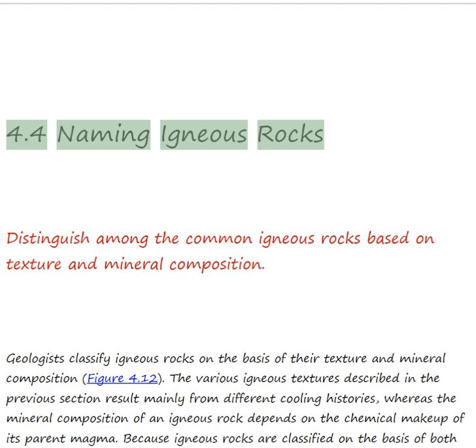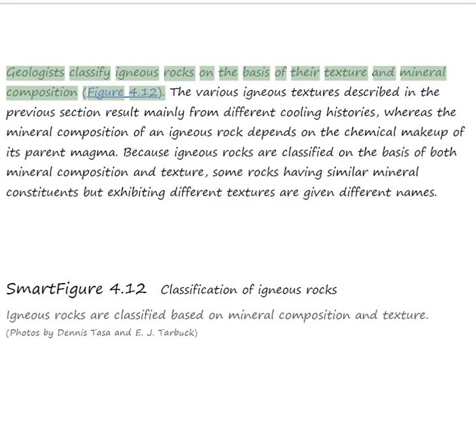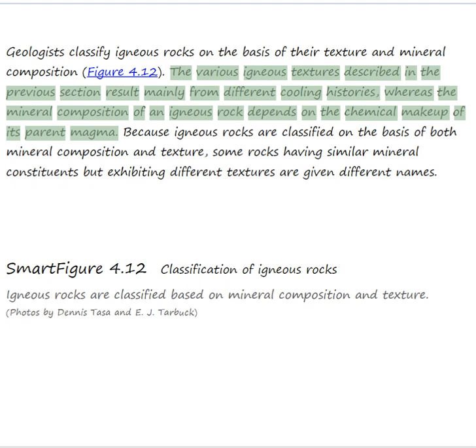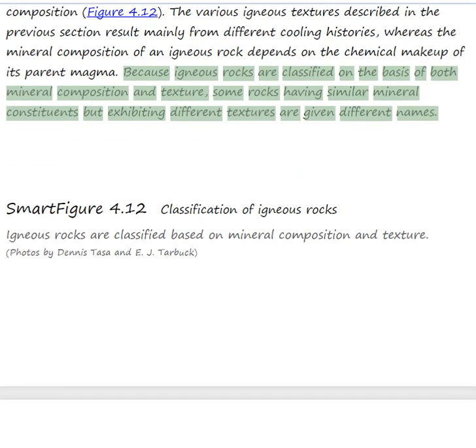4.4 Naming igneous rocks. Distinguish among the common igneous rocks based on texture and mineral composition. Geologists classify igneous rocks on the basis of their texture and mineral composition. The various igneous textures described in the previous section result mainly from different cooling histories, whereas the mineral composition of an igneous rock depends on the chemical makeup of its parent magma. Because igneous rocks are classified on the basis of both mineral composition and texture, some rocks having similar mineral constituents but exhibiting different textures are given different names.